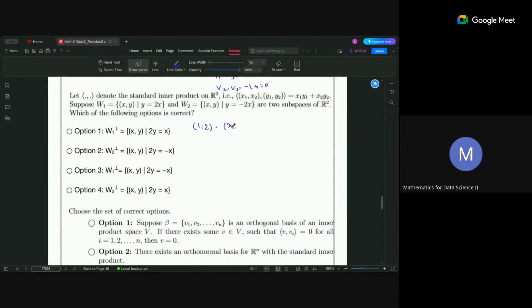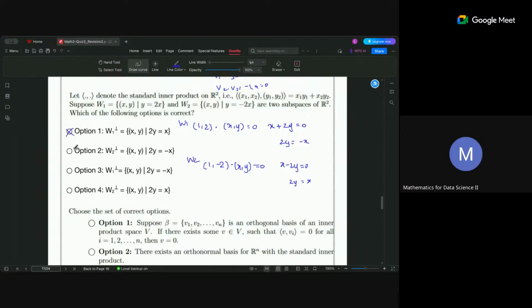So what is the vector which is orthogonal to this? x plus 2y equal to 0. So 2y is equal to minus x. So this is for W1. And for W2, what is the basis? (1, minus 2). So when you do the dot product, x minus 2y is equal to 0, so 2y is equal to x. Right? Okay. So which options are correct?